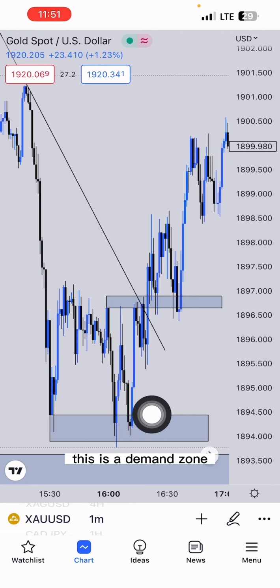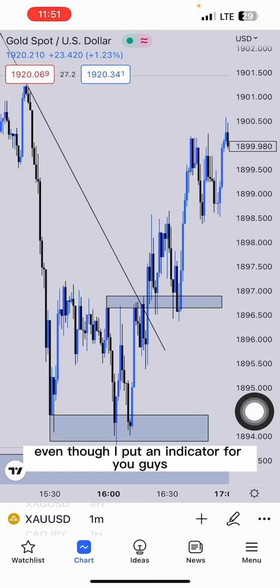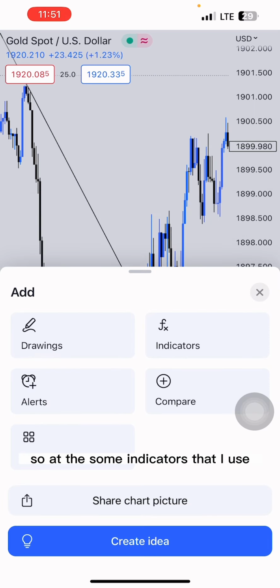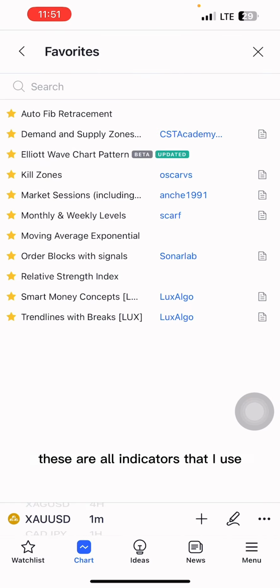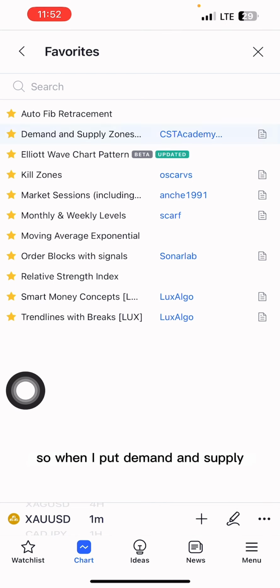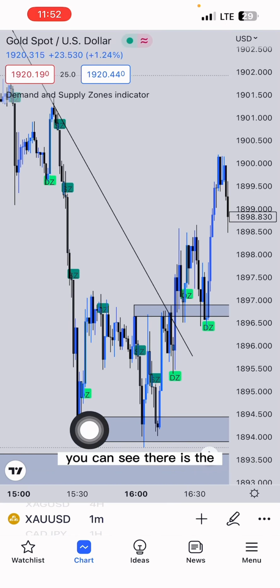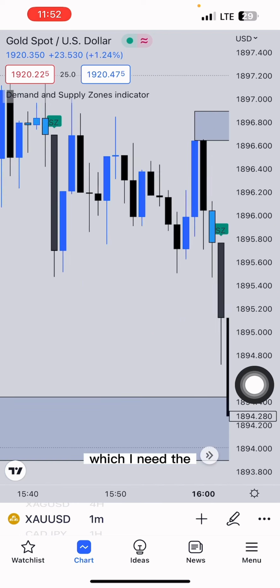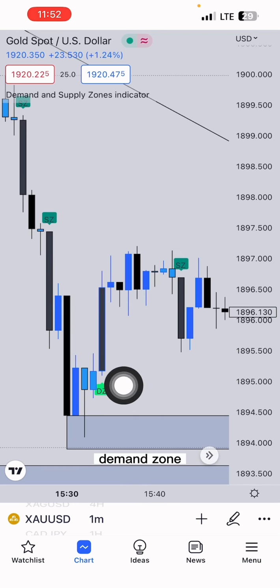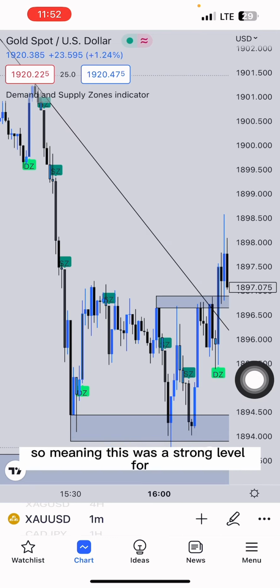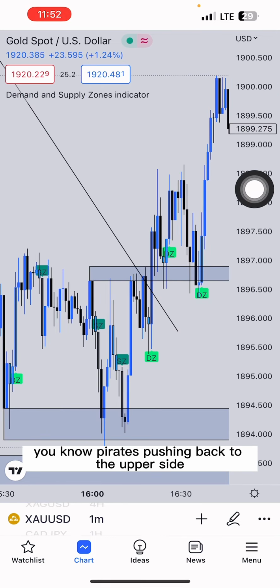But again guys, the reason why price stopped at this level, first of all, is that this is a demand zone. Even if I put an indicator for you guys, you're going to see that this is a demand zone. There are some indicators that I use. These are all indicators that I use. So when I put demand and supply, you're going to see that this is a demand zone right there. You can see guys, they have written it there, demand zone. So this was a strong level for us to see price pushing back to the upper side.